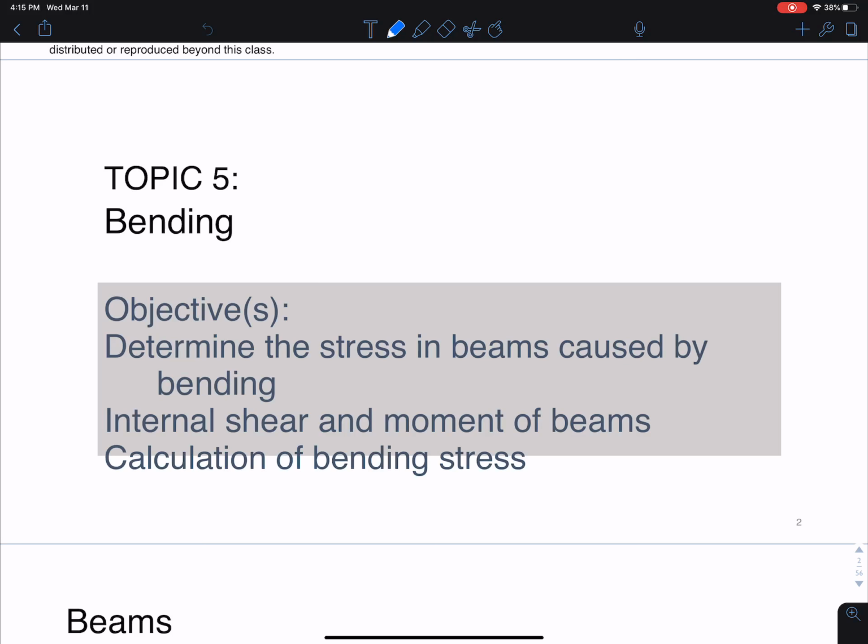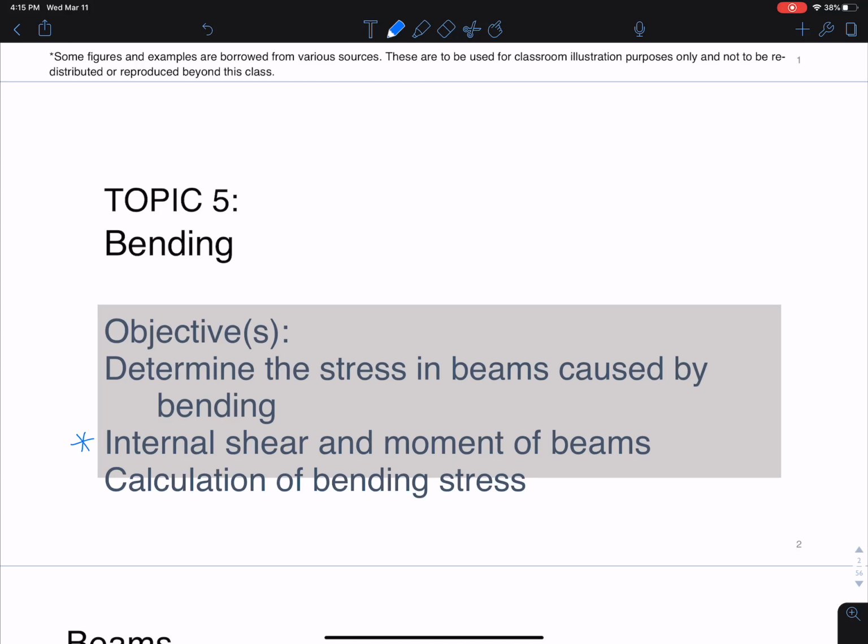So this part here is really just a review on shear and moment diagrams, okay? This is kind of from statics. This isn't really new. We'll have a little statics review. And then we're going to actually, this is kind of out of order, we're going to then take this to determine the stress in beams caused by bending and calculate bending stress, okay?